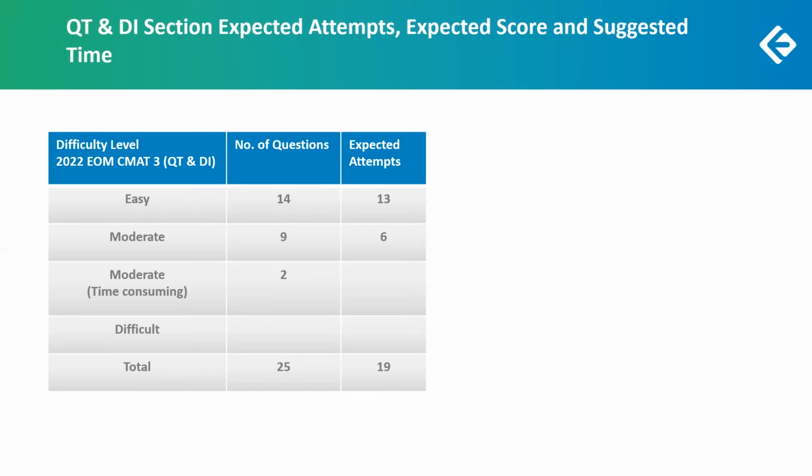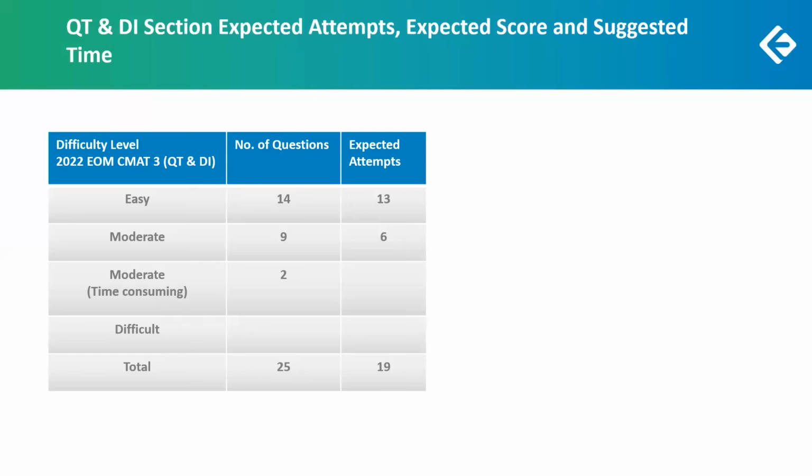Now, out of the 9 moderate questions, at least 6 should have been attempted. Maybe 3 of them, those which were a bit difficult and not playing to your strength, could have been left out, but at least 6 should have been attempted. And out of the 2 moderate but time-consuming questions, if these were not to your strength, or if you did not have time left, they could have been skipped.